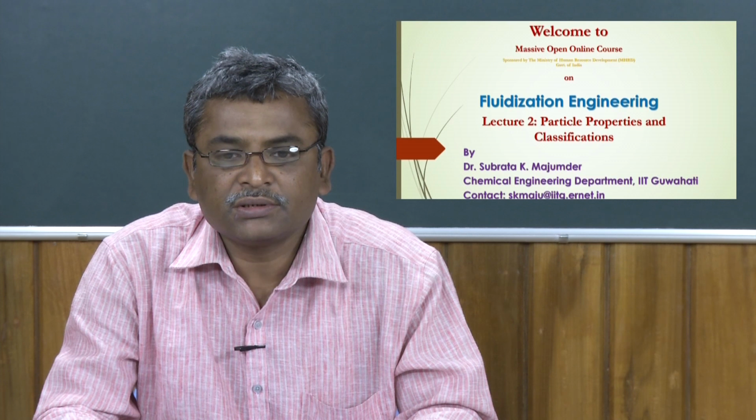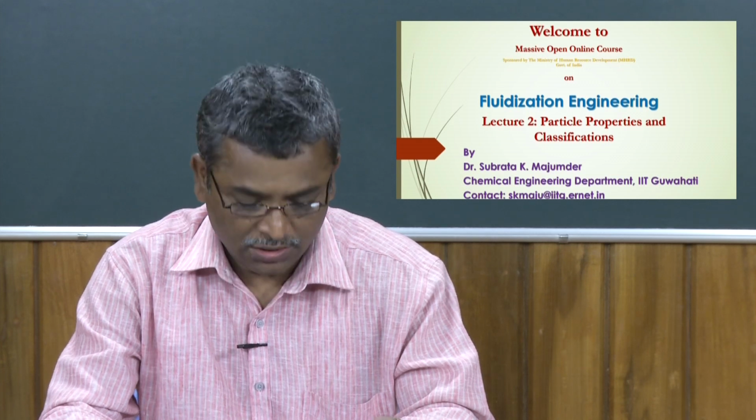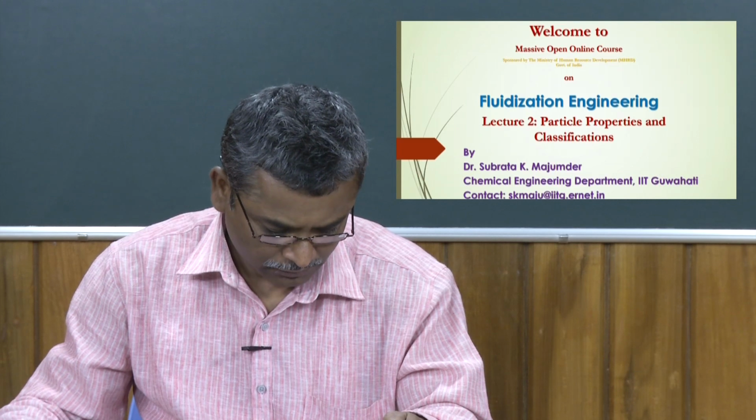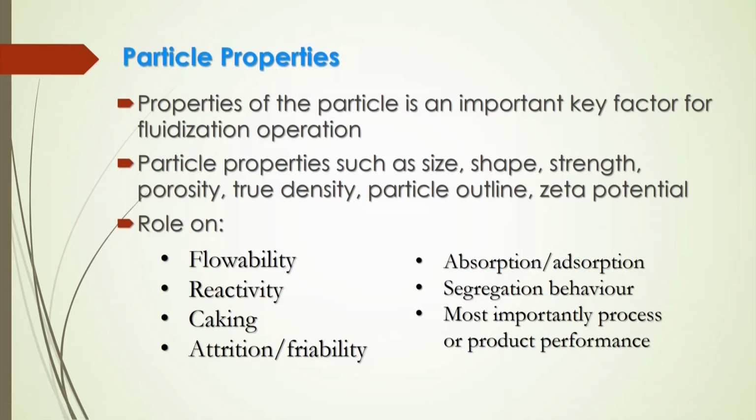So, in fluidization, particle properties and their classifications play an important role in the behavior and also the performance of the fluidization in a fluidized bed. So, what are these particle properties actually? Particle properties are important because of the different sizes, shape, strength, true density, particle outline, also zeta potential, acting in such a way that the mobility of the particles inside the bed will govern the efficiency of the fluidized bed. Also the different size and shape of the particles are important for that.